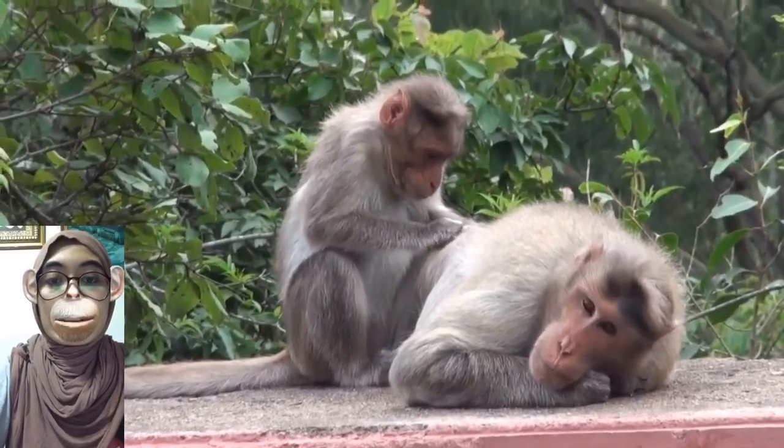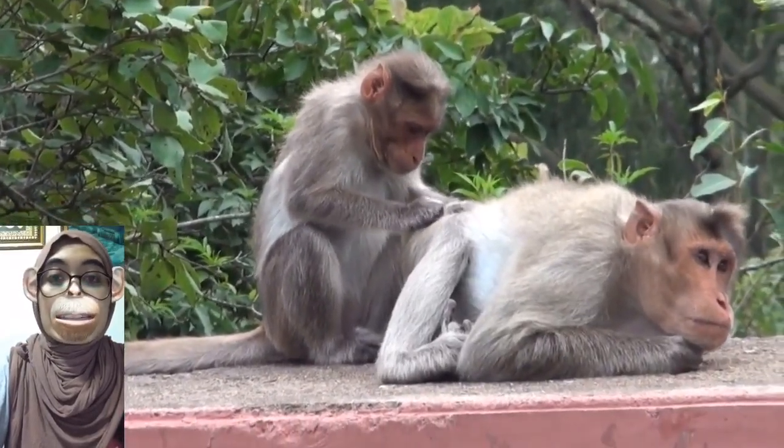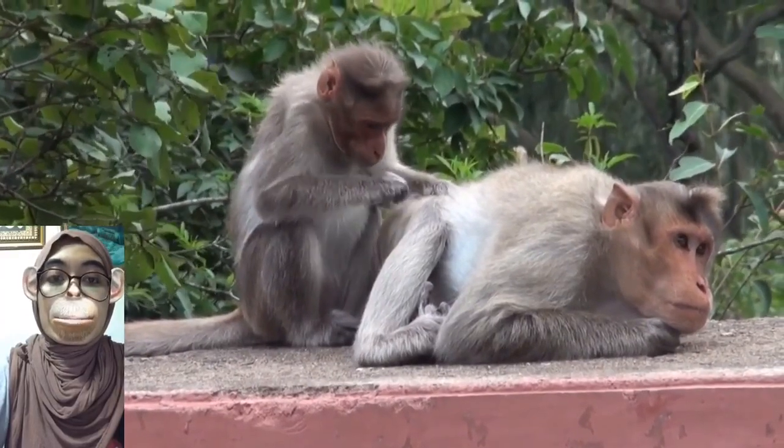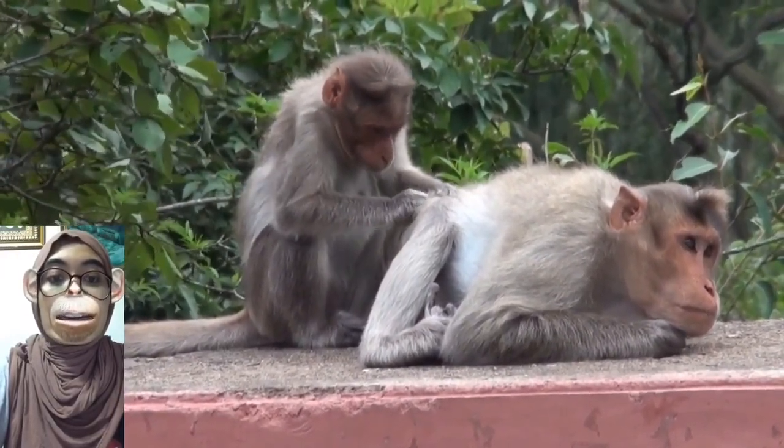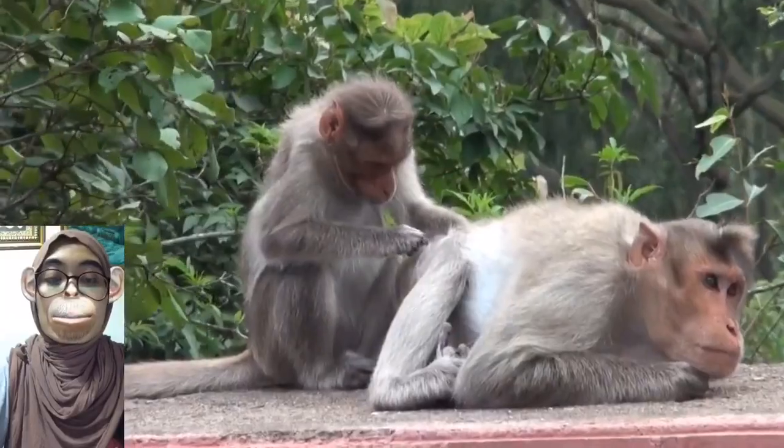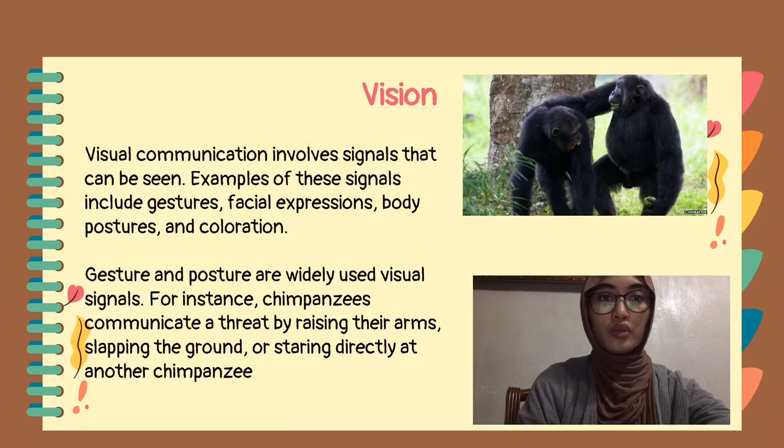In this video, a female rhesus monkey is grooming her offspring. In addition to removing ectoparasites and other matter from skin and hair, it also acts as cement, solidifying the social bond. Visual communication involves signals that can be seen. Examples of these signals include gesture, facial expressions, body posture, and coloration. Gesture and posture are widely used visual signals. For instance, chimpanzees communicate a threat by raising their arms, slapping the ground, or staring directly at other chimpanzees.